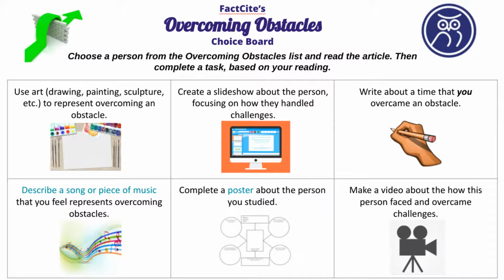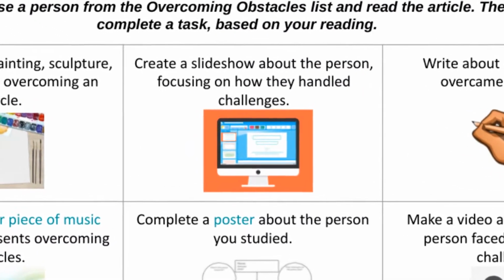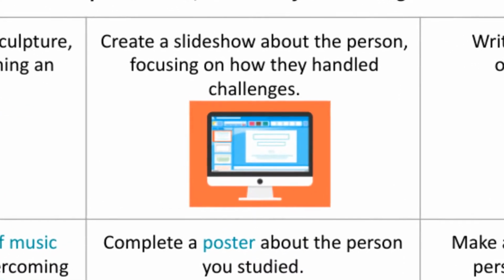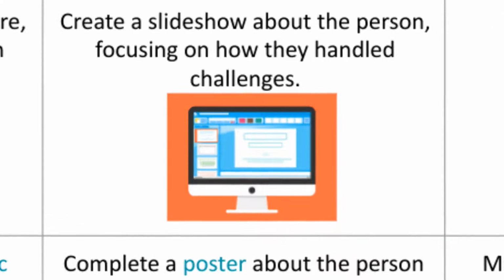Once again, we'll provide you with a choice board, this one for the overcoming obstacles, dealing with disappointment topic. And choice boards can be used in a variety of ways. So this can be an optional activity, or it can be assigned. Students can be assigned one activity or multiple activities. One simple choice is creating a slideshow about the person the student read about. And of course, the slideshow would focus on how that person handled challenges.